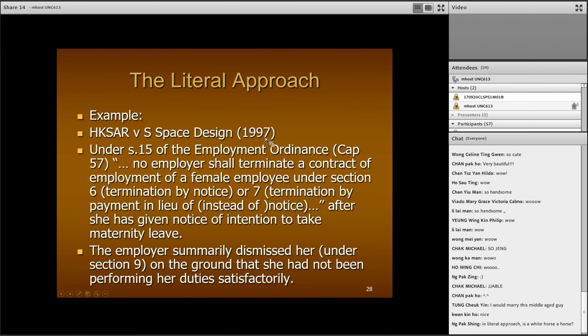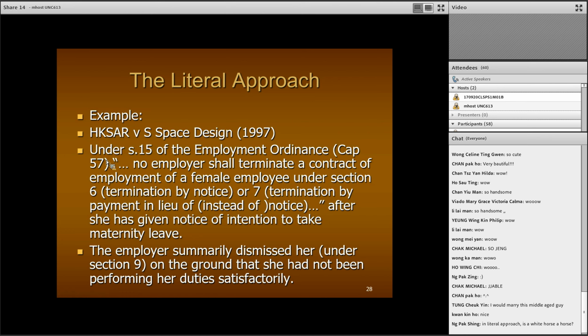It can be illustrated by a case called HKSAR and S-Spade design. Okay, this company has nothing to do with spade. So it's only the name of a company. In fact, the company was an employer. There was a dispute between the employer and the employee. This dispute is about termination of employment contract.